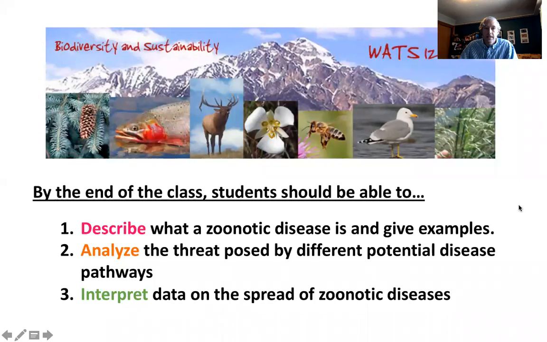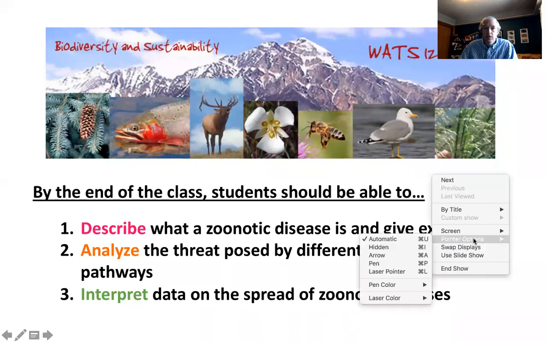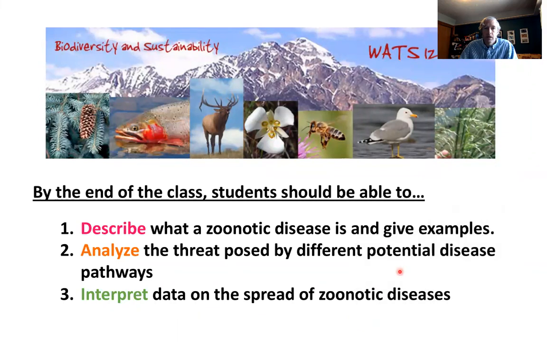Okay, so today's class, as I said, is on zoonotic diseases. By the end of this class, you should be able to describe what a zoonotic disease is and give examples, analyse the threat posed by different potential disease pathways, and also interpret some of the global data on the spread of zoonotic diseases.